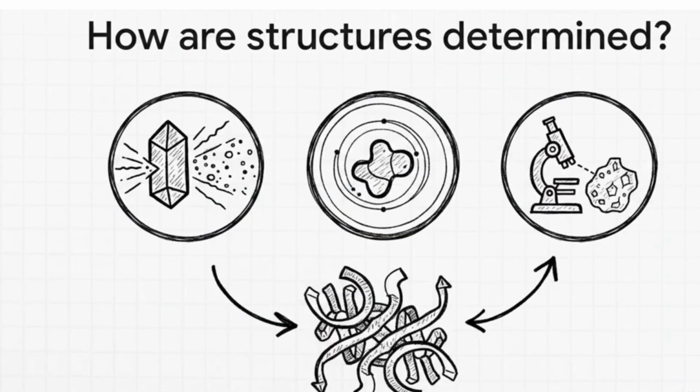So how in the world do we get these detailed 3D pictures of something so tiny? Well, they aren't just guesses, that's for sure. They come from some seriously powerful experimental techniques. The big three are X-ray diffraction, nuclear magnetic resonance, or NMR, and the increasingly popular cryo-electron microscopy. Each method gives us a super precise snapshot of a molecule's atomic coordinates.